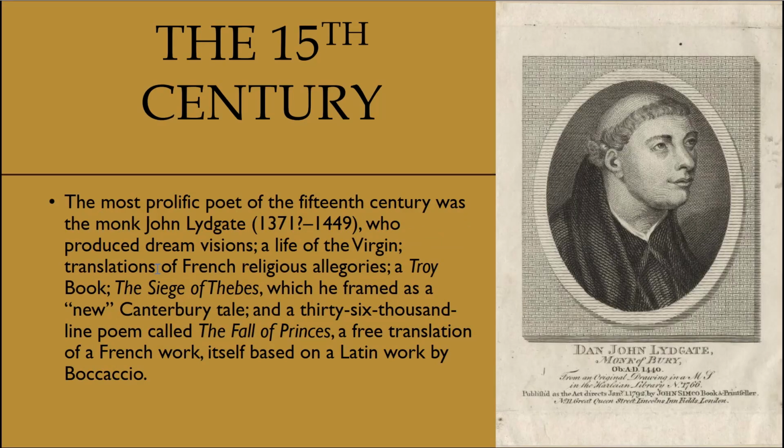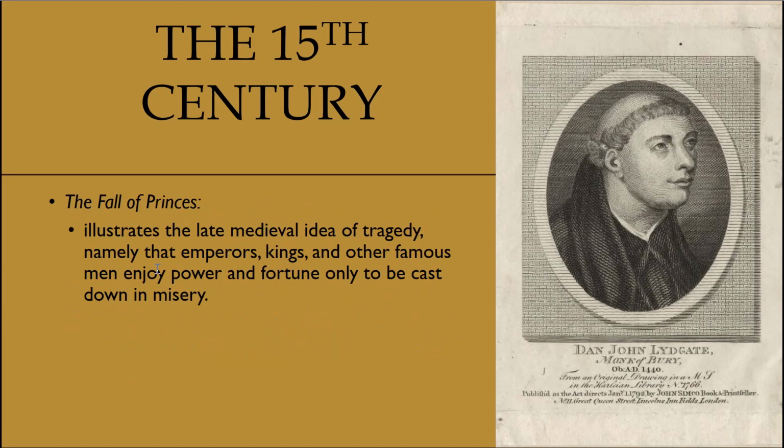When it comes to literary productions, the most prolific poet of the 15th century was a monk called John Lydgate, who produced Dream Visions, A Life of the Virgin, translations of French religious allegories, a Troy Book, The Siege of Thebes, which he framed as a new Canterbury Tale, and of course, probably his most important work, The Fall of Princes, which is a 36,000 line poem, and it is a free translation of a French work, which itself is based on a Latin work by Boccaccio.